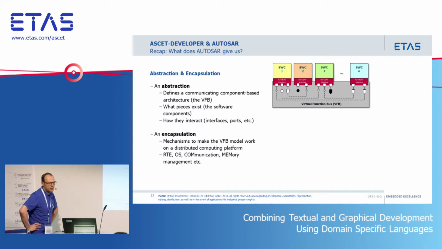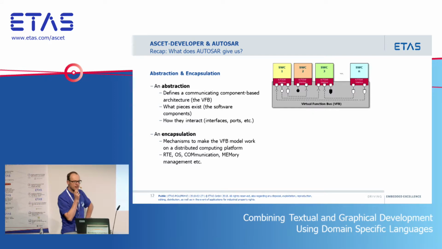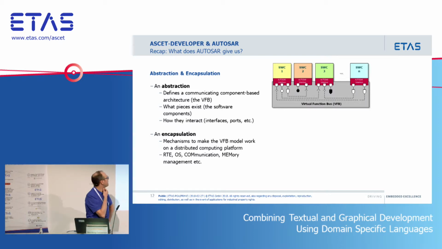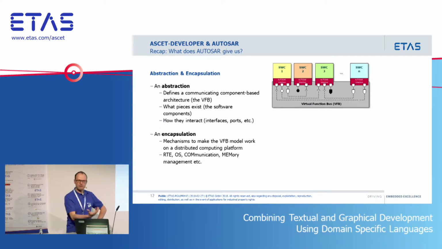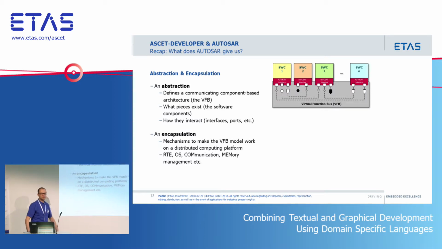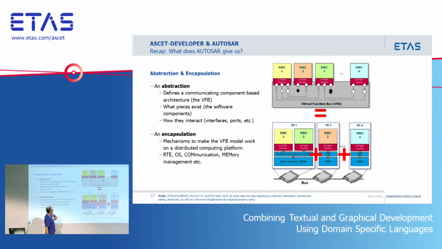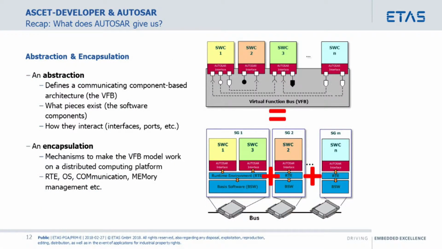If we think about AutoZAR, we've essentially got two things. We've got an abstraction, that's the virtual function bus in AutoZAR world, and we've got an encapsulation, basically a load of mechanisms and a load of code that we're going to generate to make that stuff work. So we're going to have the RTE in there, we've got the operating system, and we've got the communication stacks. So basically, I've got that abstraction and this encapsulation of that abstraction. And what I'm going to try and do with ASCII is pack stuff into these boxes. And we know how to build those boxes because Bernard showed us earlier.